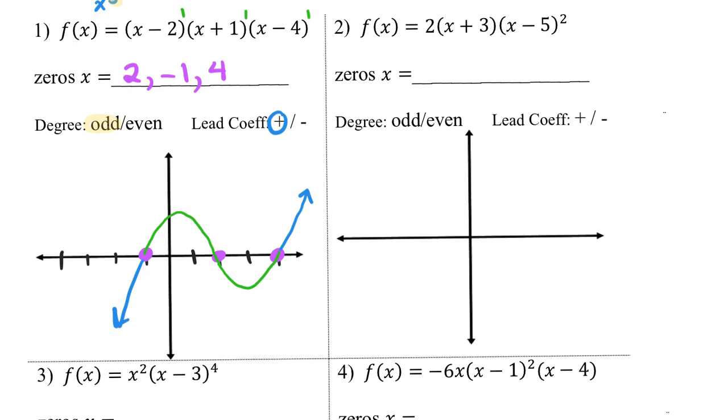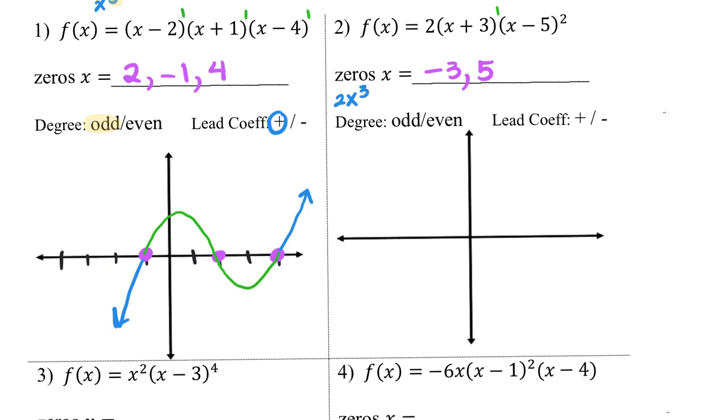Okay, for number 2, the zeros are negative 3 and 5. Okay, let's figure out the degree. Okay, the degree on this, the 2 doesn't have an x on it, so I don't care. This is x plus 3 to the 1. That's x minus 5 squared. So this is going to be, now let's do this one first. If I do x minus 5 squared, I get x squared, and I get a bunch of other stuff. If I times it by the other x, now I get x cubed. And if I times it by 2, now I have 2x to the third.